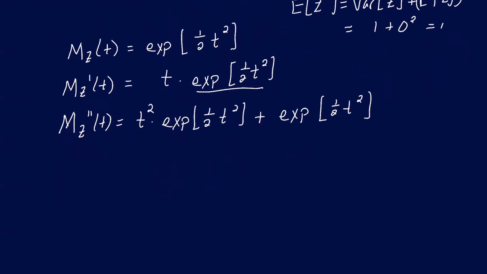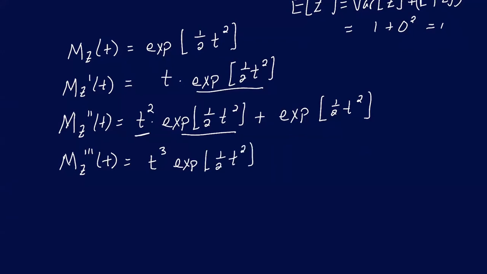Let's go to the third derivative. I'm going to use the product rule on the first term, which will give me the first term, t squared, times the derivative of this, which is going to give me the e again, but it's going to pull out another t, so I'll end up with t cubed. And then I'll get the second term, which is the e part, times the derivative of the first. The derivative of this part is 2t.